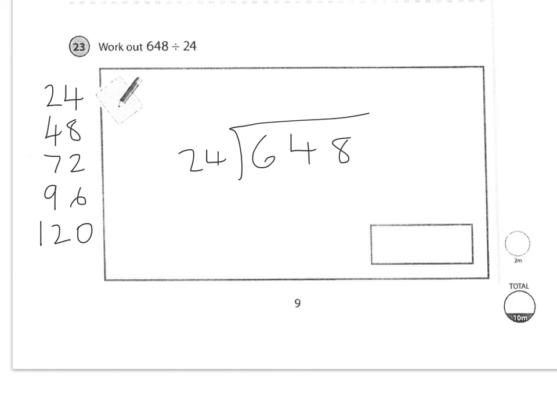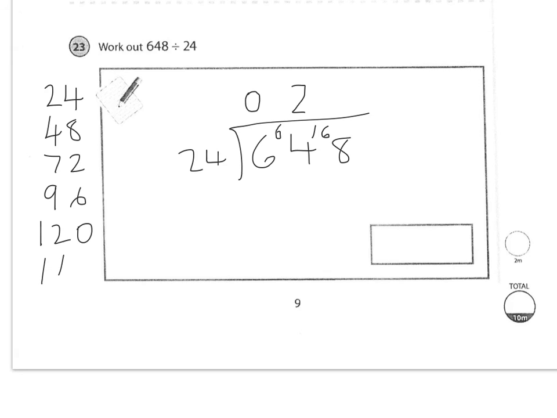We'll see. So how many 24s go into 6? None. Carry 6. How many 24s go into 64? Well, the closest number without going over is the second answer, which is 48. Now that leaves us with a remainder of 16. So that means I do need to go a little bit further in my times table.